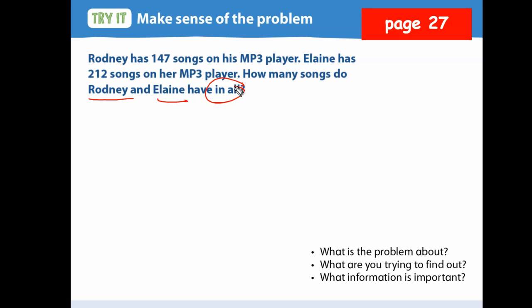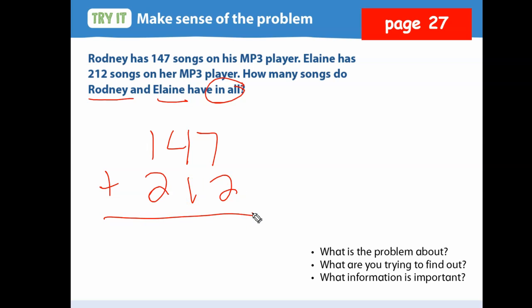Okay, so when it comes to adding, it really doesn't matter what numbers I put at the top or bottom. Okay, so I'm just going to go with the first one because Rodney is first. So 147, and whatever you're doing, I'm doing, right? Plus, gotta have that plus sign, 212. And remember on the video, she said that this is ones, tens, hundreds. Okay. And on which place value do I start with? Far left or far right? Far right. Okay, just tell me. The ones place, right? Okay.